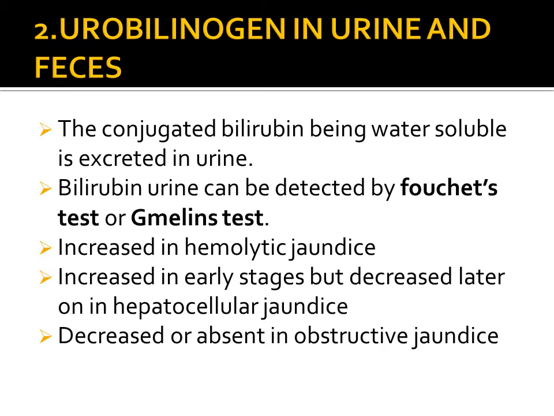Another test is urobilinogen. It is measured in urine and feces. Now conjugated bilirubin, as we know, is water soluble, so it will be excreted in urine and will be detected by Fouchet's or Gmelin test. But urobilinogen is increased in hemolytic jaundice, and it is decreased or absent in obstructive jaundice.